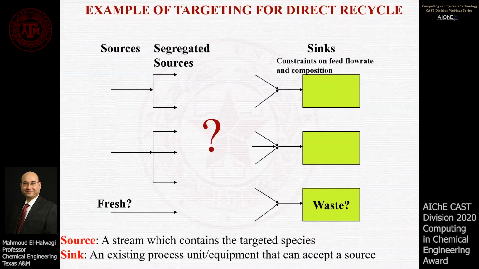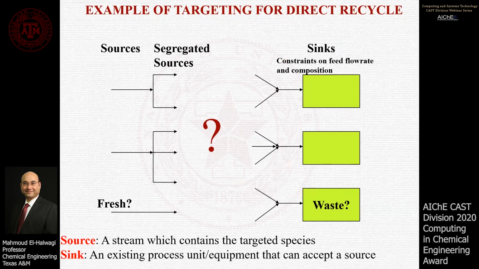So, as the video discussed the important notion of targeting, let me show you an example of targeting. Let's consider the problem of direct recycle. Here we have a number of recyclable streams or sources that we can use in lieu of the fresh streams brought from the outside. The more we recycle, the less fresh we use and the less waste we discharge. The units that can use these streams are referred to as sinks. And each sink has constraints on composition and flow rate of what can be fed to the sink.